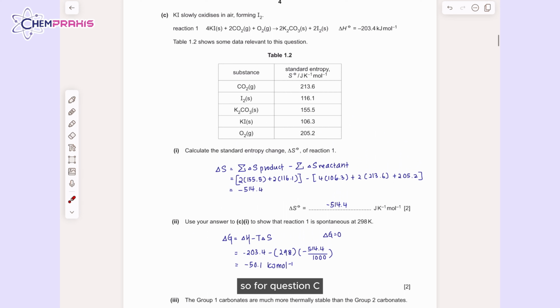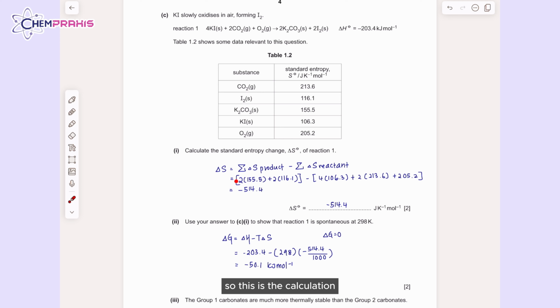So for question C, potassium iodide slowly oxidizes in air, forming iodine. So this is the chemical equation, and this is the enthalpy change. So calculate the standard entropy change of reaction 1. If you want to calculate standard entropy change, you can use entropy of products minus entropy of reactants.